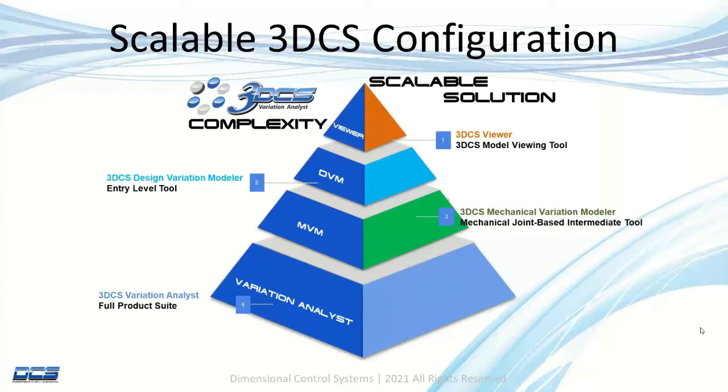So today we are going to talk about the 3DCS viewer, top of the pyramid. If you've been following us, you know that we are going down the road of a scalable solution. You can see the bottom of the pyramid. That is our flagship product, which has all the capabilities, iteration moves, all kinds of measurements, user DLLs. Basically, you can model anything you want inside our variation analysis.